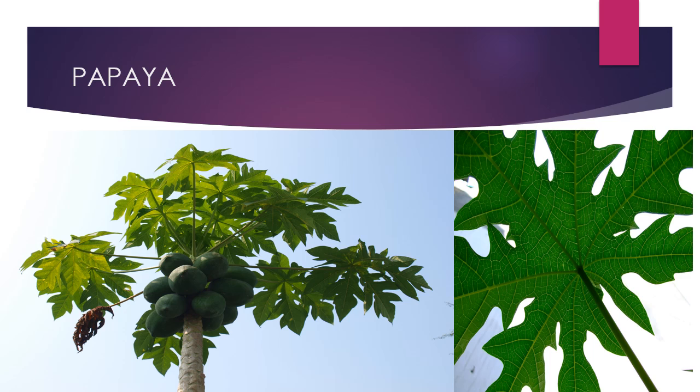So the first leaf given to us is of papaya. This is the leaf of the plant papaya. This is the plant of papaya that you can see on your screen. This is the plant of papaya and here this is the leaf. Now you can easily identify after seeing the leaf of papaya and you can easily tell that this is papaya leaf.